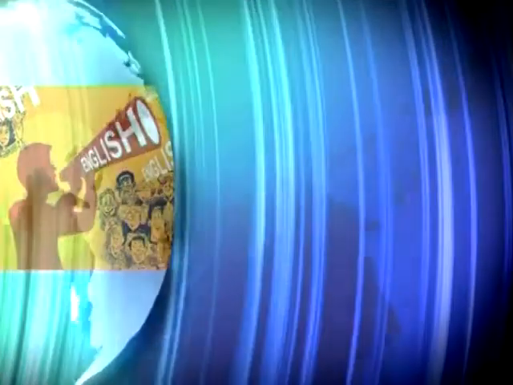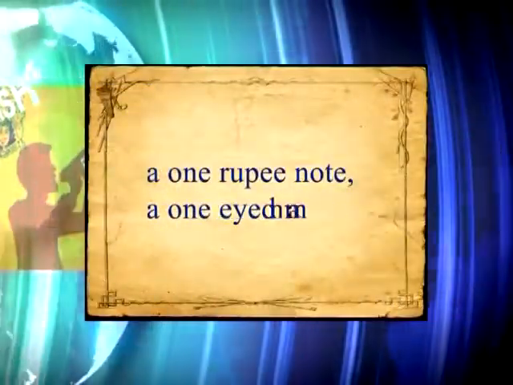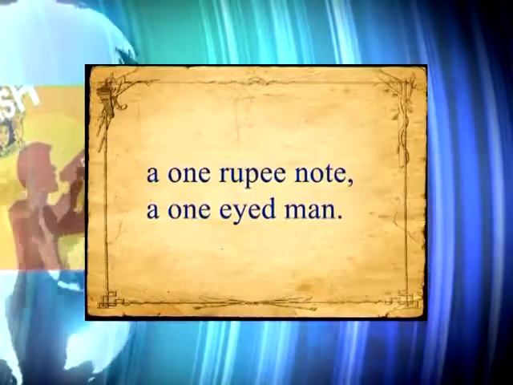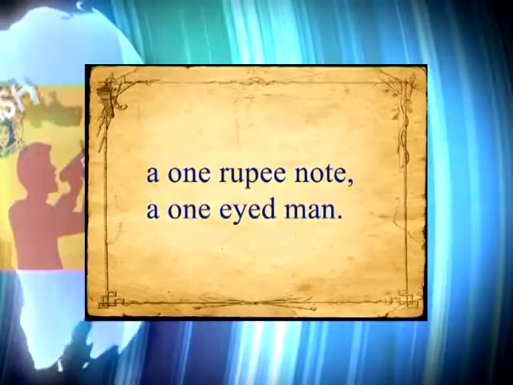In a similar fashion, we say a 1 rupee note or a one-eyed man. We cannot say an one-eyed man, because one is a word that, although it begins with O, here it is giving us the sound wa, that is a consonant sound.